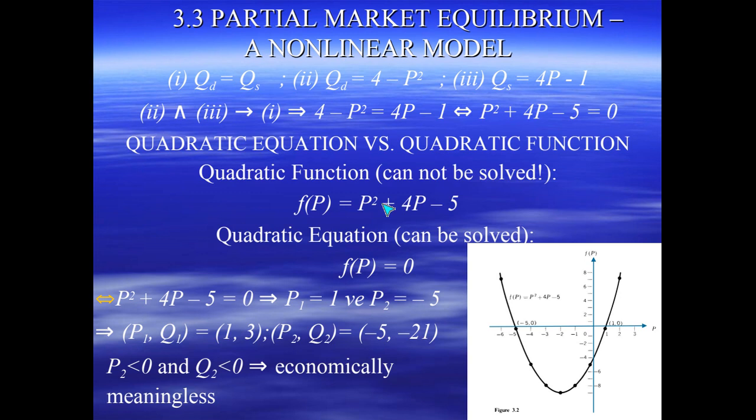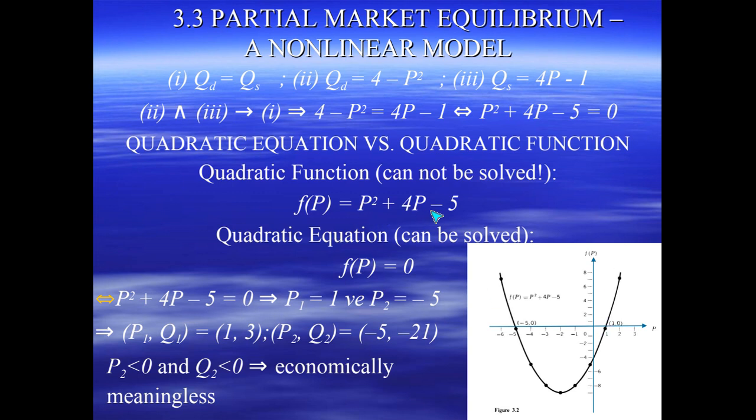When we put this function f(P), P squared plus 4P minus 5, equal to 0, then we obtain a quadratic equation. Why quadratic? It is in square. Quadratic means in square; quadrat is square in Latin. So a quadratic equation is a second degree equation. A second degree function, when put equal to 0, becomes a second degree equation, a quadratic equation, and it can be solved. It can be solved graphically.